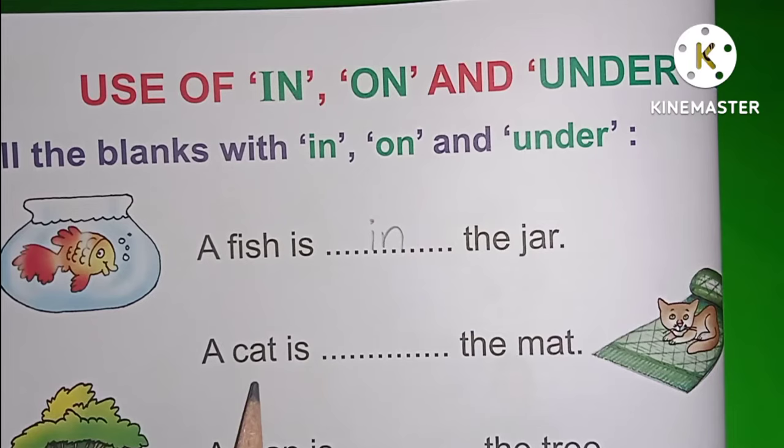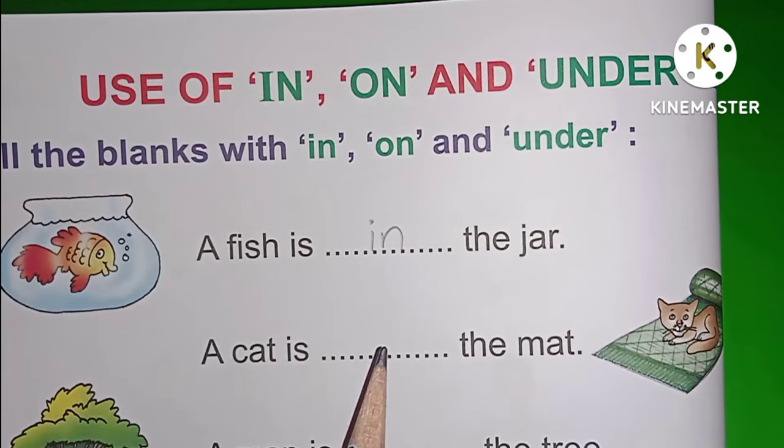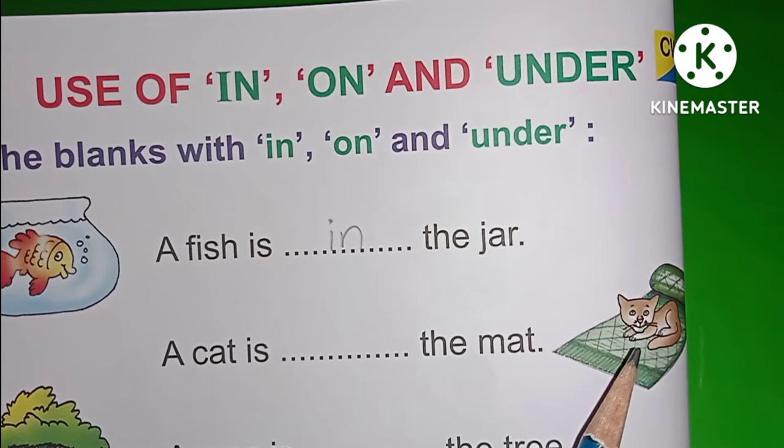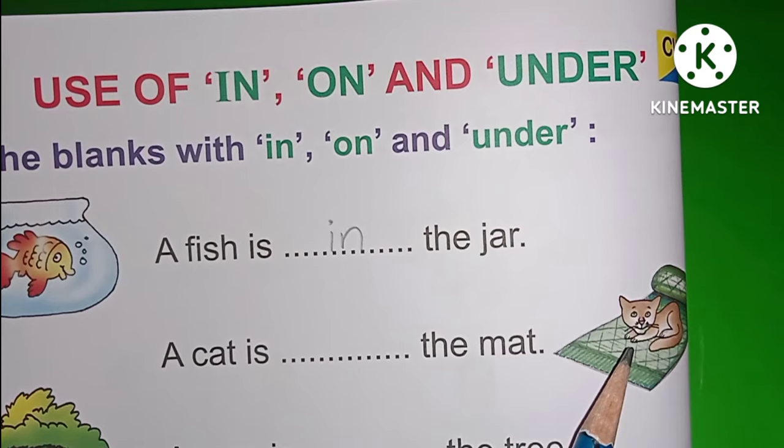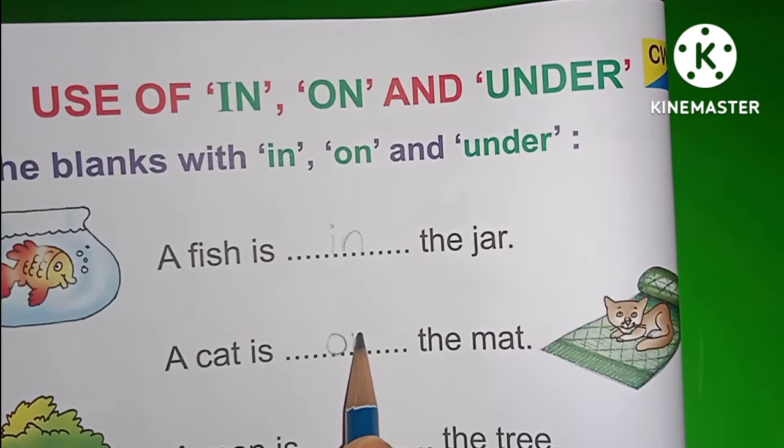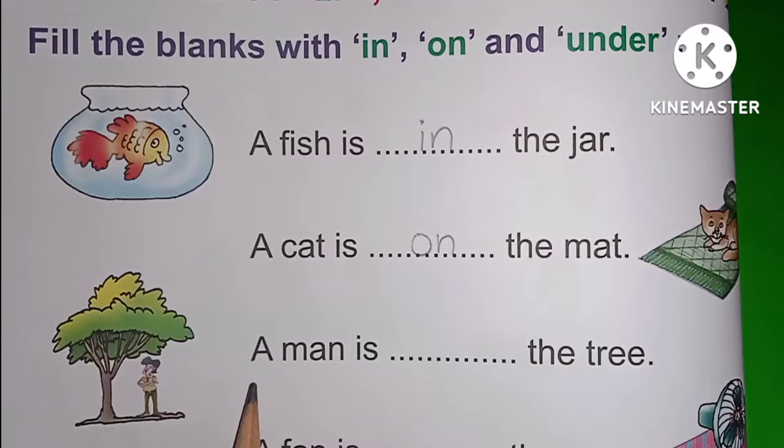A cat is dash the mat. What do you have to write? In, on, or under? Let's see the picture. Where is the cat? The cat is on the mat. On the mat. Let's write here. O-N, on. A cat is on the mat.